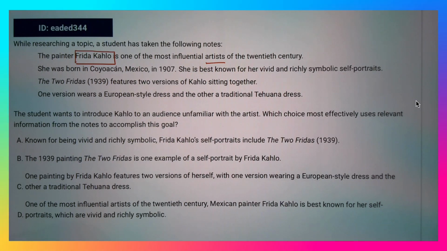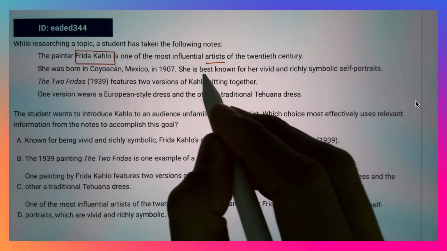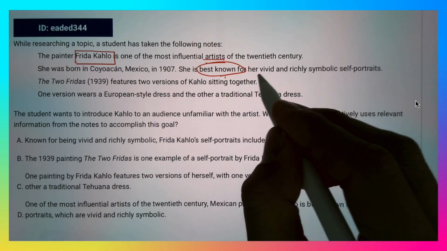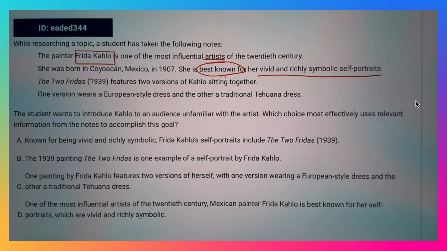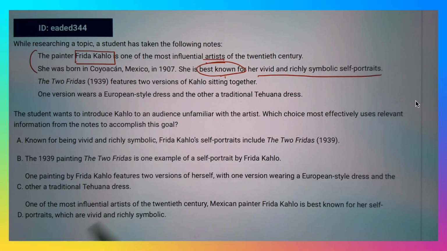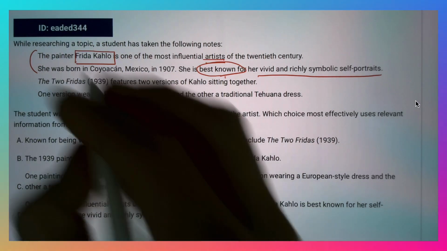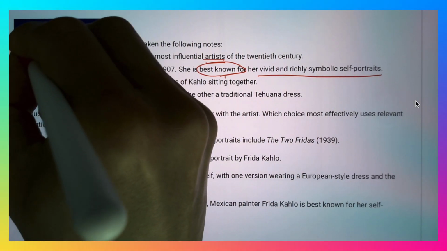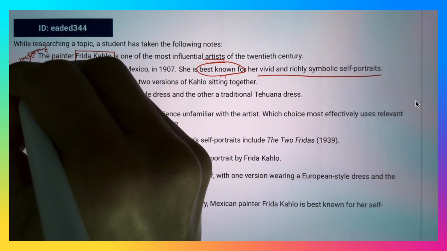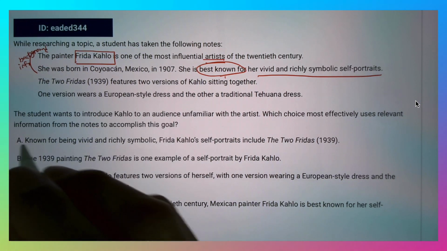So she's like a century ago. She's best known for her vivid and richly symbolic self-portraits. So the first two lines talk about what she's best known for and her background. So we got the background info about the painter or artist.